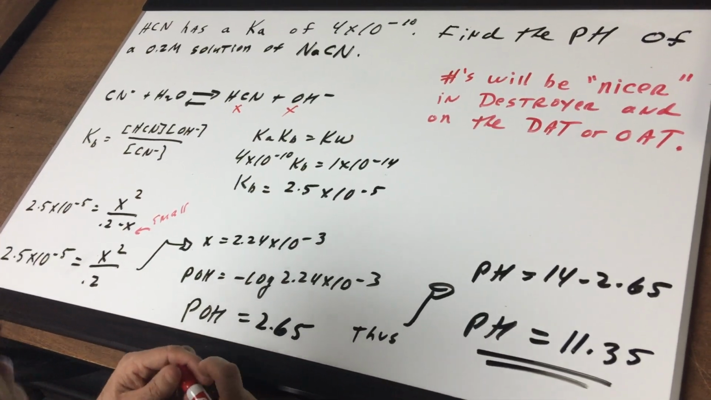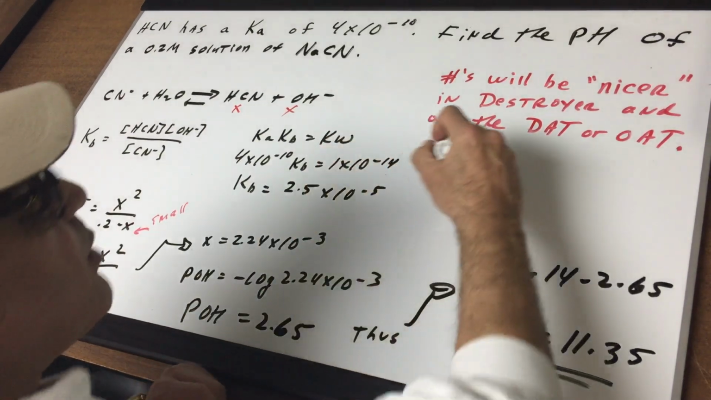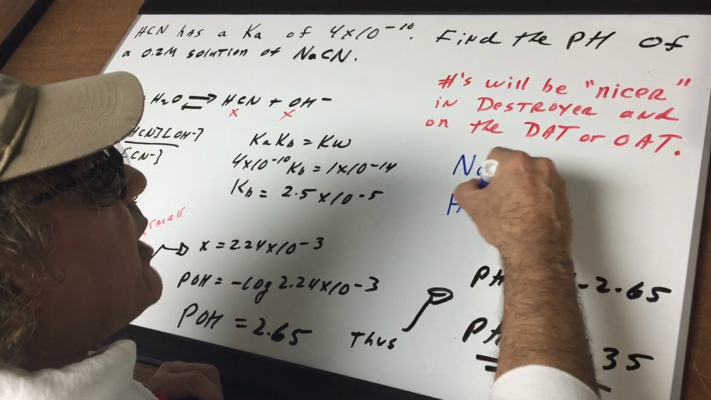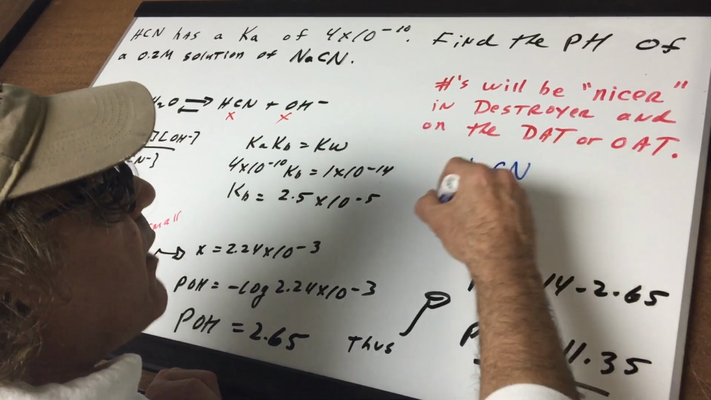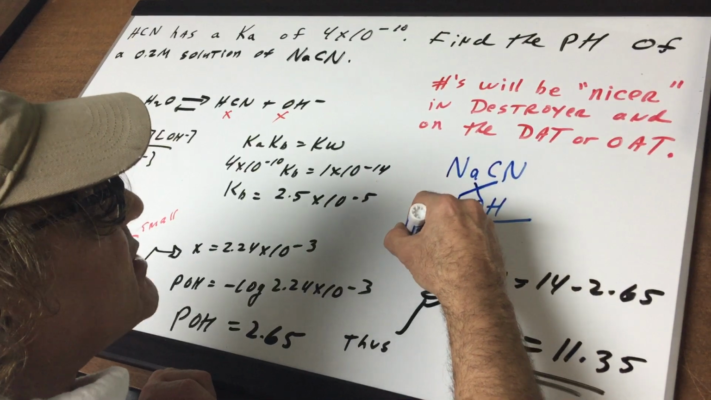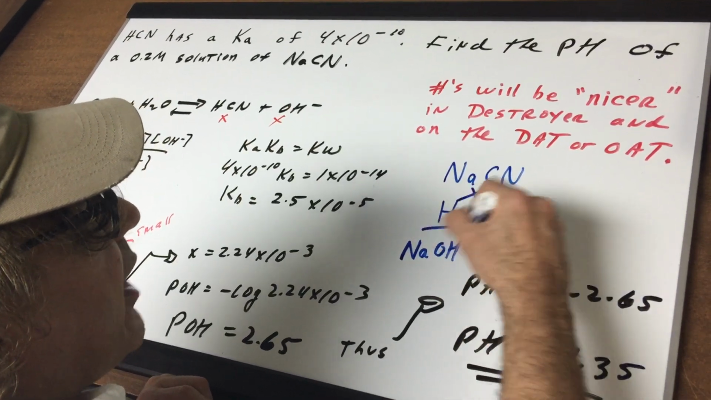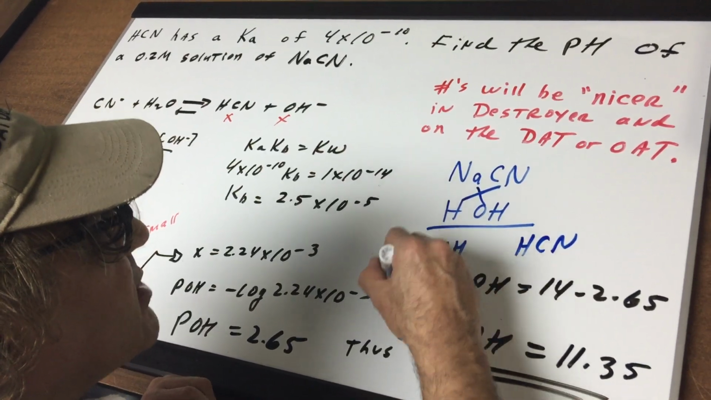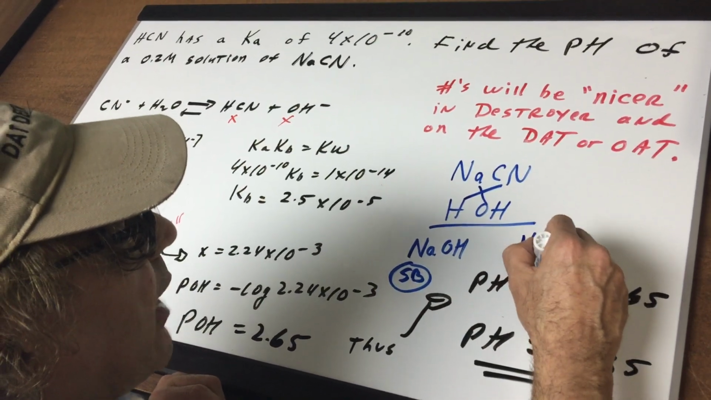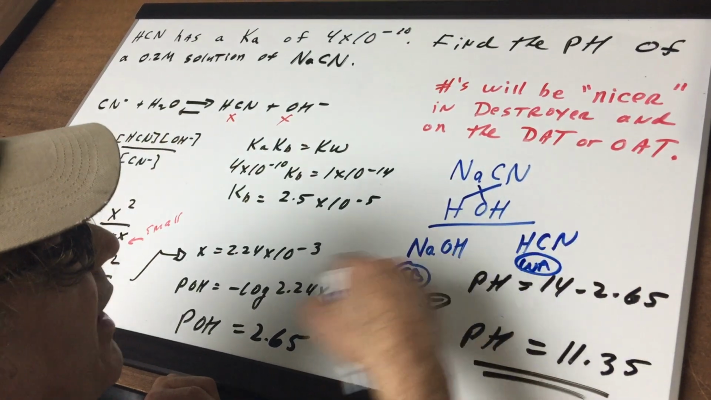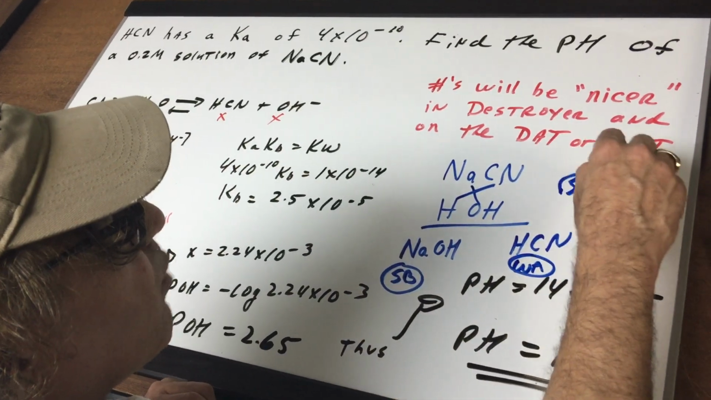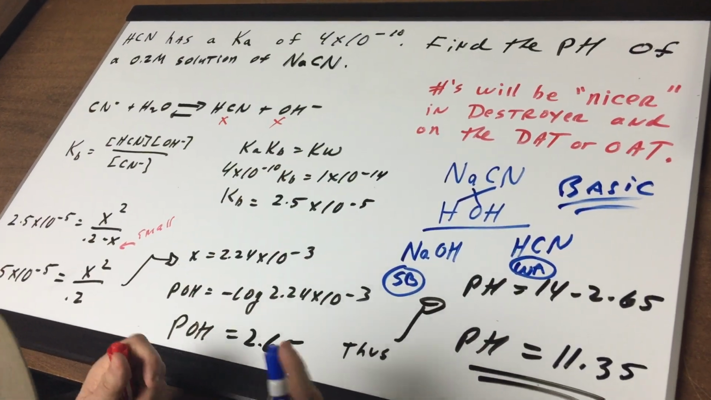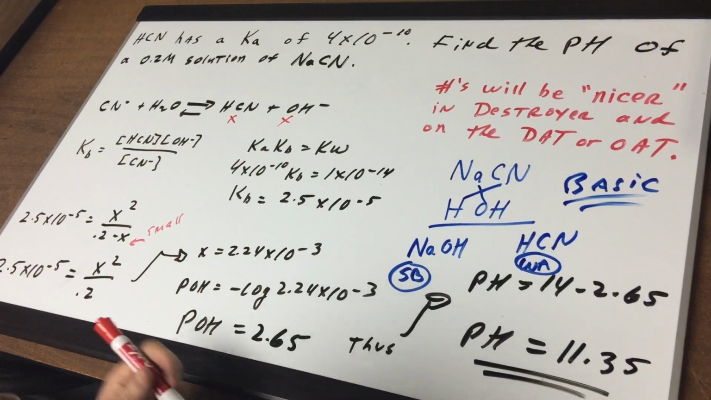Now, if you wanted to do this problem without any numbers, all you would do is a little trick. You would write NaCN and put it in water, like I show you in the Destroyer, and you crisscross, and you meet the parents. The parents are NaOH and HCN. NaOH is a strong base. HCN is a relatively weak acid. The base predominates, so we would have predicted that this salt solution would be basic. So if you ever had to guess, the guess would be over 7.